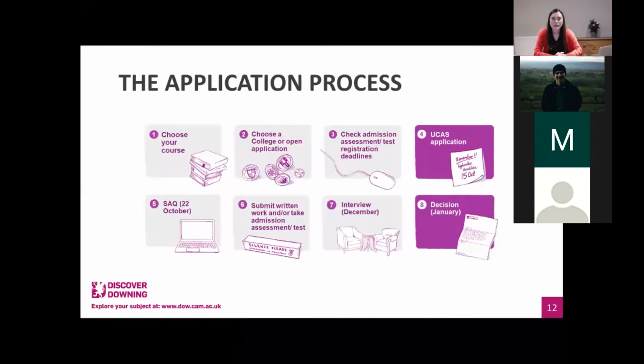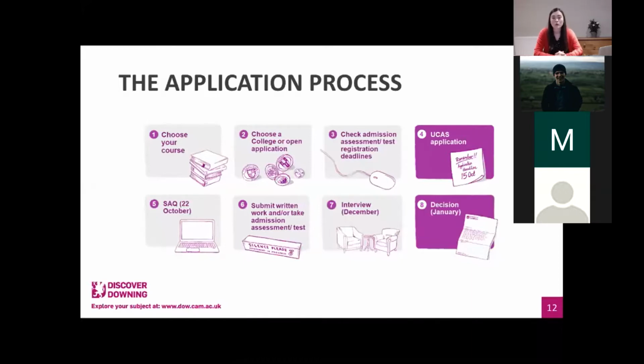Then you need to check the admissions assessments and test registration deadlines. You can't sign up for this yourself, your school needs to sign you up. So you need to make sure that your school knows that you're applying to Cambridge and puts you in for that test. Your UCAS application deadline is going to be the 15th of October, so you need to make sure that you make the early entry deadline. Then at Cambridge, we ask you for something called an SAQ. This is just a questionnaire, it's nothing to worry about at all.